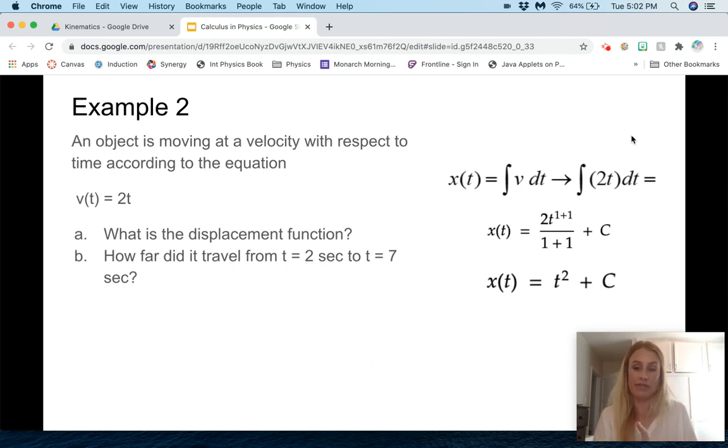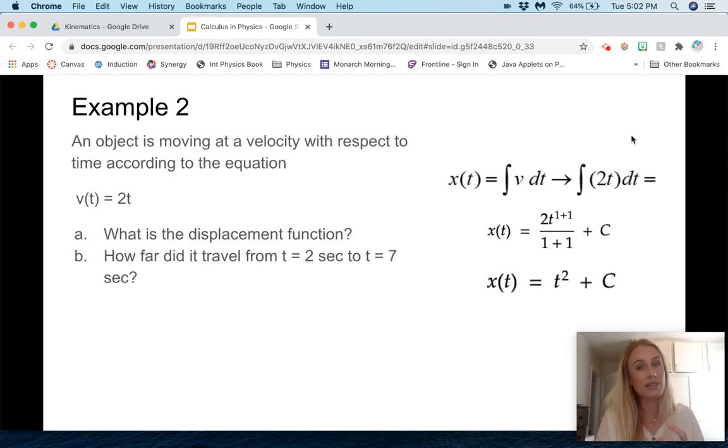That's our displacement function. Now, for letter B, it says, how far did it travel from 2 seconds to 7 seconds? So now what we have here, we call these parameters. We know we're measuring from a time of 2 seconds to 7 seconds, and we want to know what the displacement is from 2 to 7 seconds.